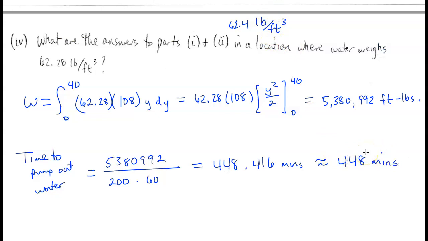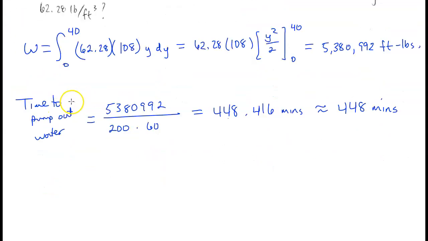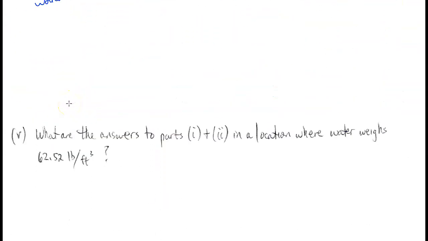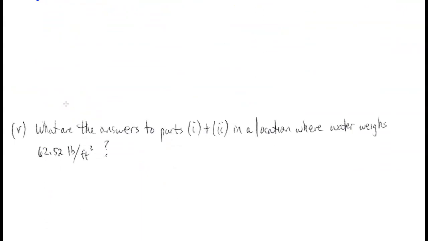All right. So that is part 4 here. It is just what we did in part 1 and part 2. We just changed the number for the weight density of the water. And so for part 5, I'll go ahead and scroll down to it. Part 5 is what are the answers to parts 1 and 2 whenever we have water that weighs a little bit more than what we had.